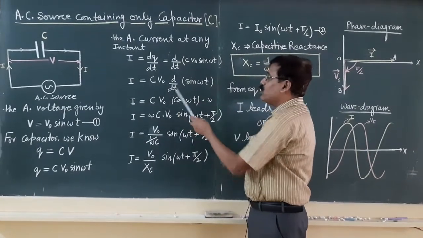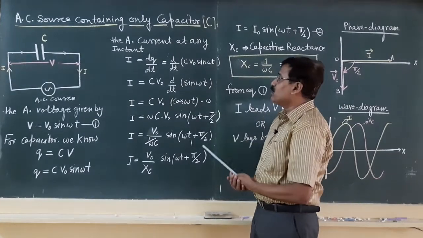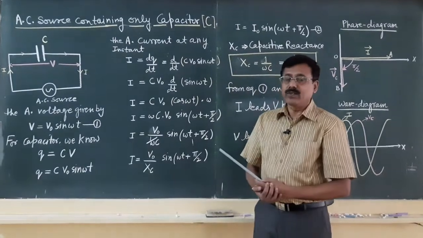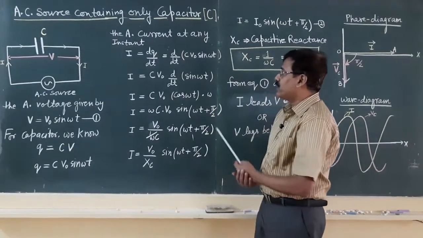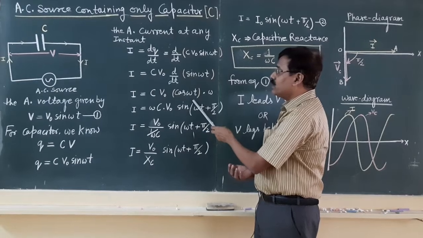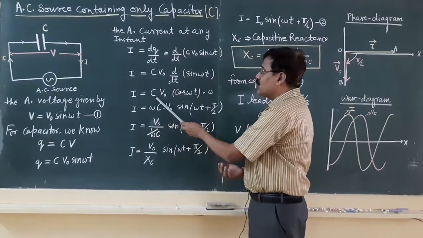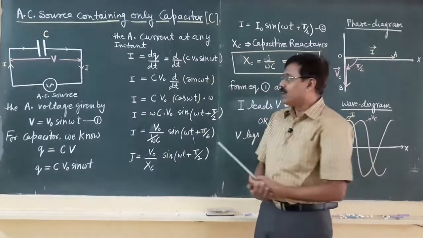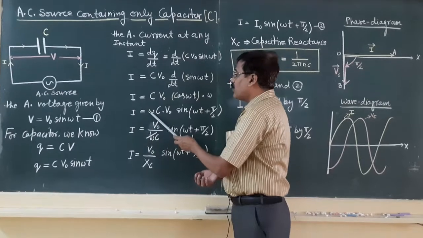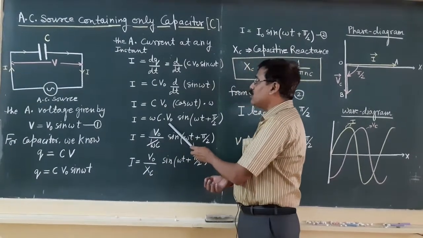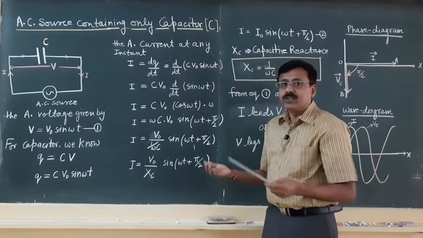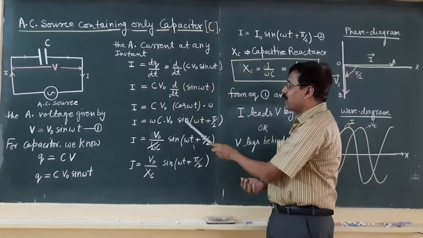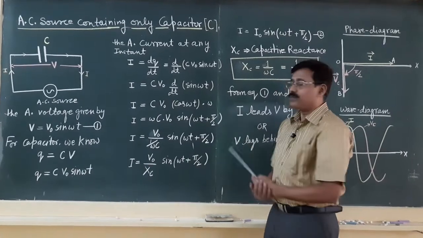And for differentiation, we know we will take the constant outside. So, C V0 constant outside. So, we have to only differentiate sin omega t with respect to time. And when you differentiate, sin theta gives cos theta. So, we have I is equal to C V0 cos omega t into omega. Now, we can rewrite I is equal to omega C into V0, and cos theta is equal to sin theta plus pi by 2. So, cos omega t can be written as sin omega t plus pi by 2.